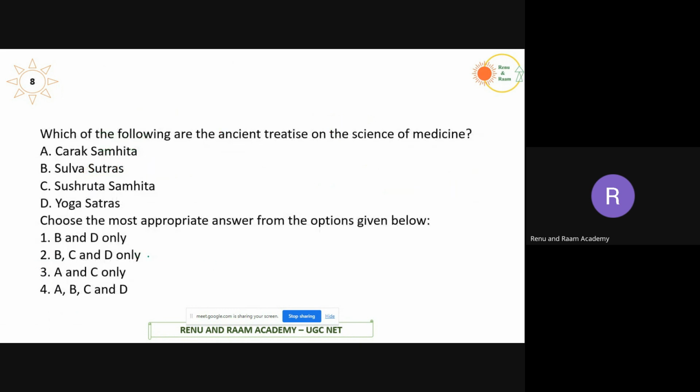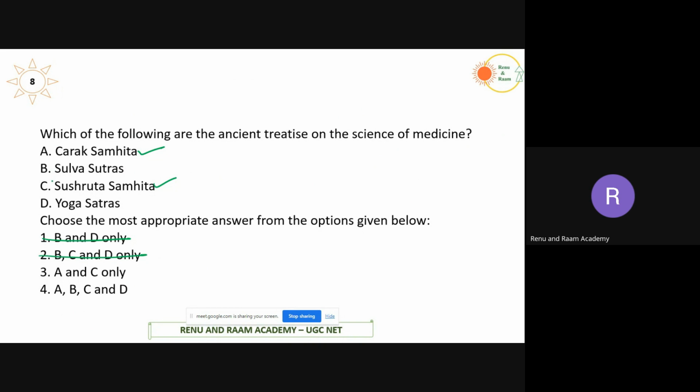Moving on to the next question. Which of the following are the ancient Indian treatises on the science of medicine? So we have seen in the earlier questions, Charaka and Shushruta. Charaka and Shushruta Samhita, both are treatises of medical science. So now if you see A is there, so when A is there, you can automatically eliminate options 1 and 2 because A option is not available there. So we have to see whether B and D is there.